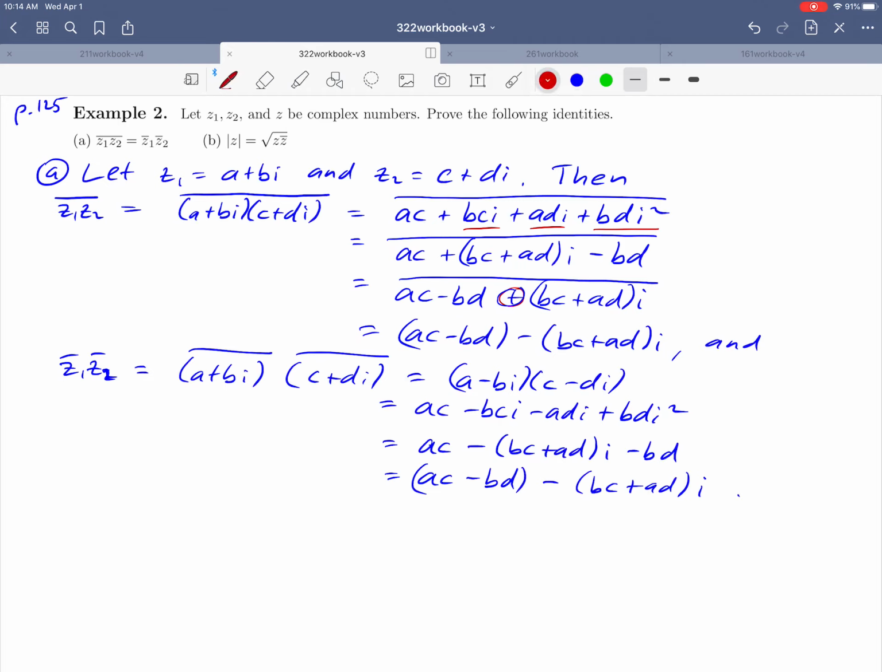Okay, but look at what we've got here. We calculated Z1, Z2 bar, and we got this. And we calculated Z1 bar, Z2 bar, and we got exactly the same thing. So we have just confirmed that the right and the left-hand side are the same. Okay, and there's our proof of part A.